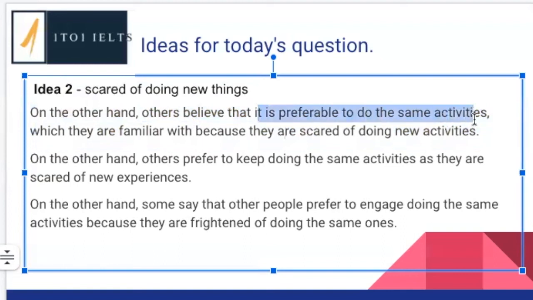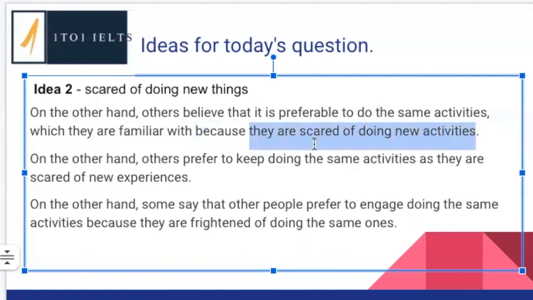We want to see what the view is. So this is a view that's coming from the question. It's preferable to do the same activities which they are familiar with. So the viewpoint is good. So that's very clear. Then we've got this because. So we're showing a reason. Again, very, very clear language, showing, okay, this is the reason that we're giving and we're going to talk about. They are scared of doing new activities. They is very clearly referring to other people, which is good.